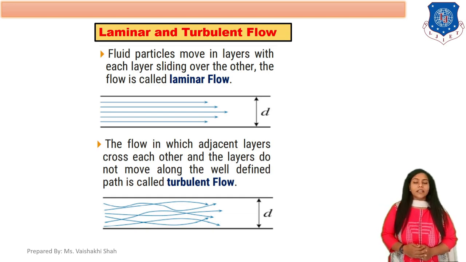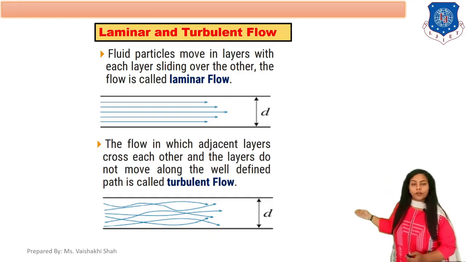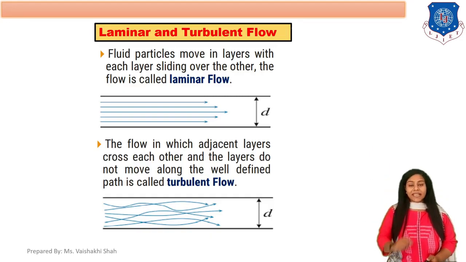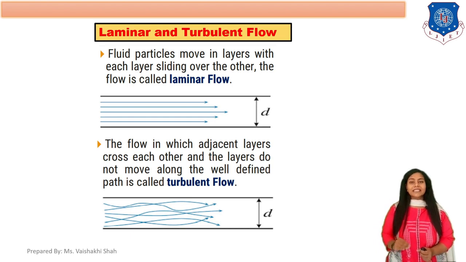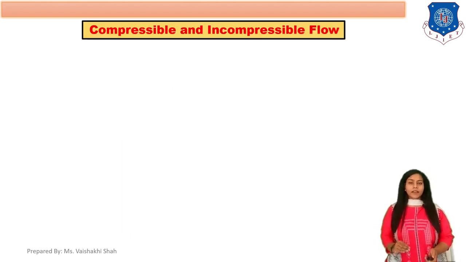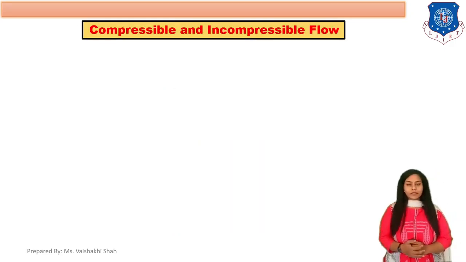As we know, the Reynolds number is less than 2000 for laminar flow. For turbulent flow, the Reynolds number must be greater than 4000. You can say the flow is turbulent if the Reynolds number is greater than 4000. Now our next type of flow is compressible flow and incompressible flow.